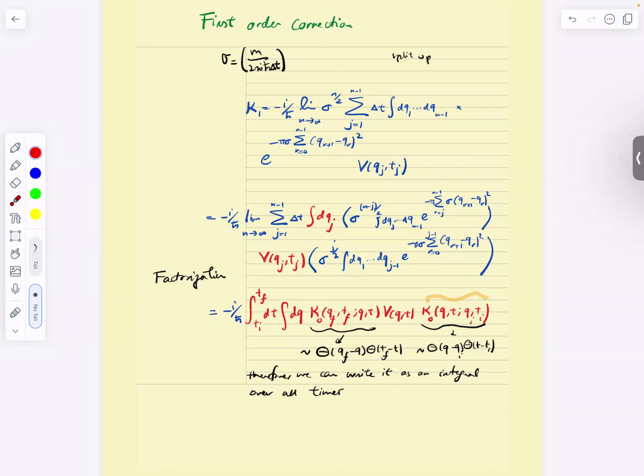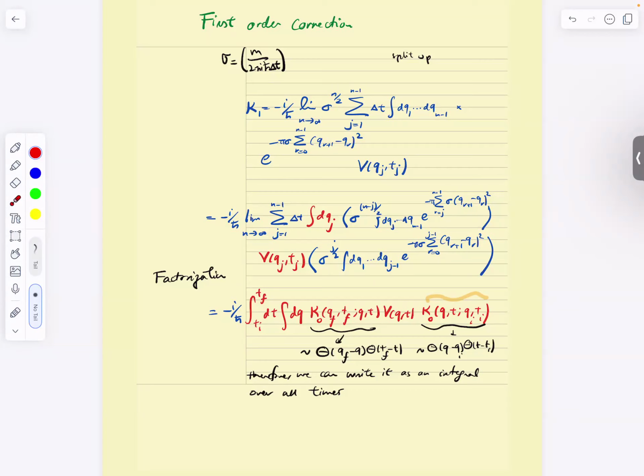Right? So let me write it. I isolated one single term, so this is going to look like this. It would be the propagator K naught of Q of F T prime, Q prime T prime, and Q prime T prime, QI TI. So let's write this as K naught V K naught, and I'm going to draw it symbolically this way.